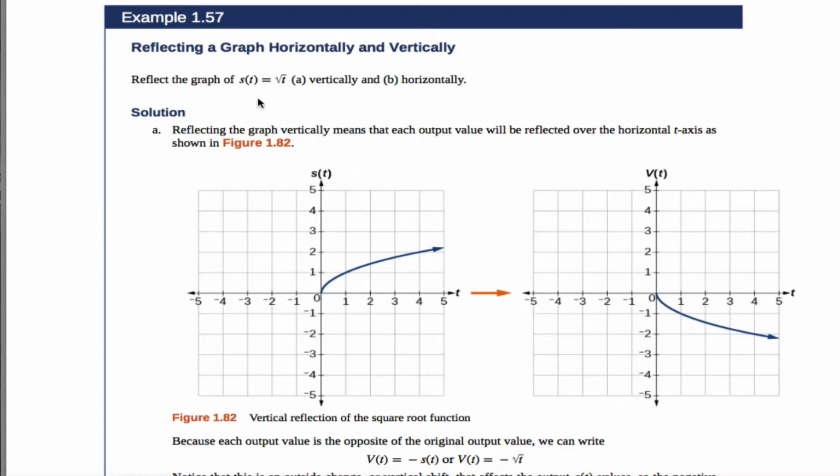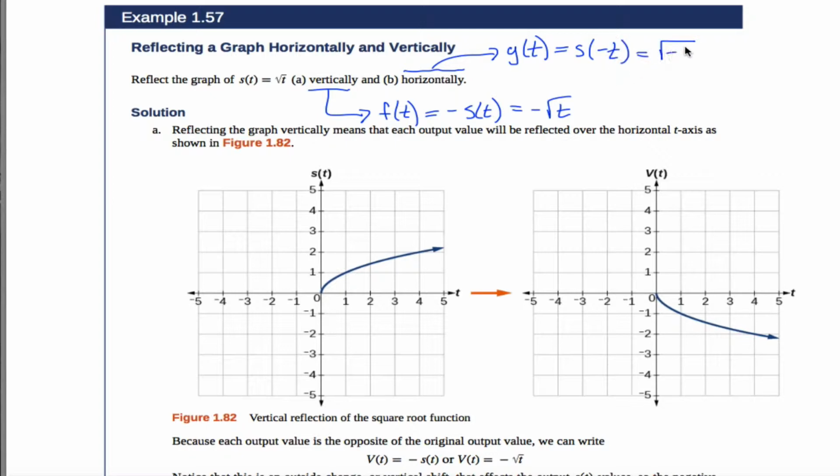Okay, things they don't ask you to do, but for vertically, I would say this is, I don't know, f of t is equal to the negative of s of t. In other words, it's equal to the negative of the square root of t. Horizontally, maybe I call that g of t. g of t is equal to s of negative t, which is equal to the square root of negative t.